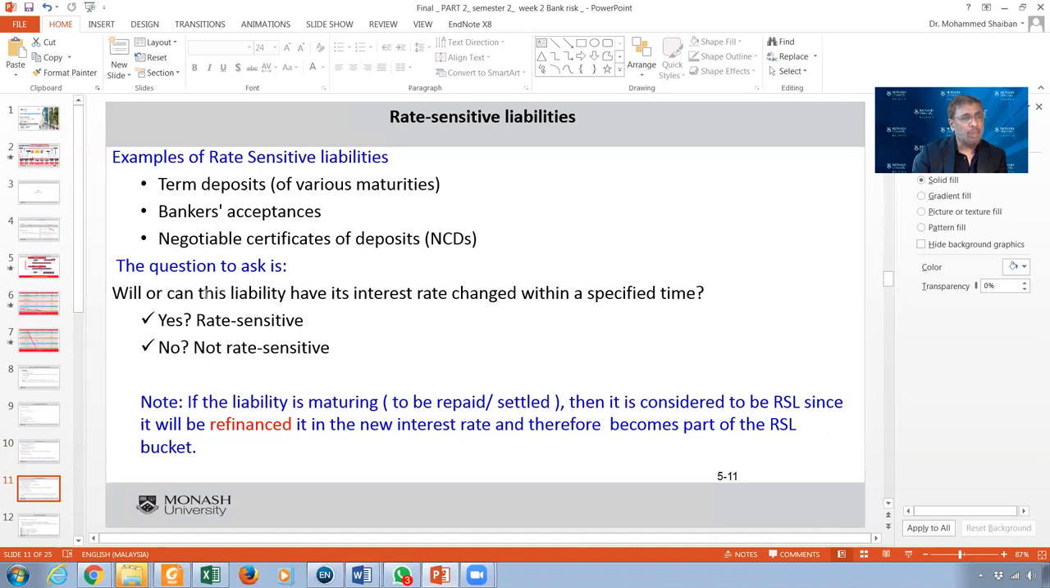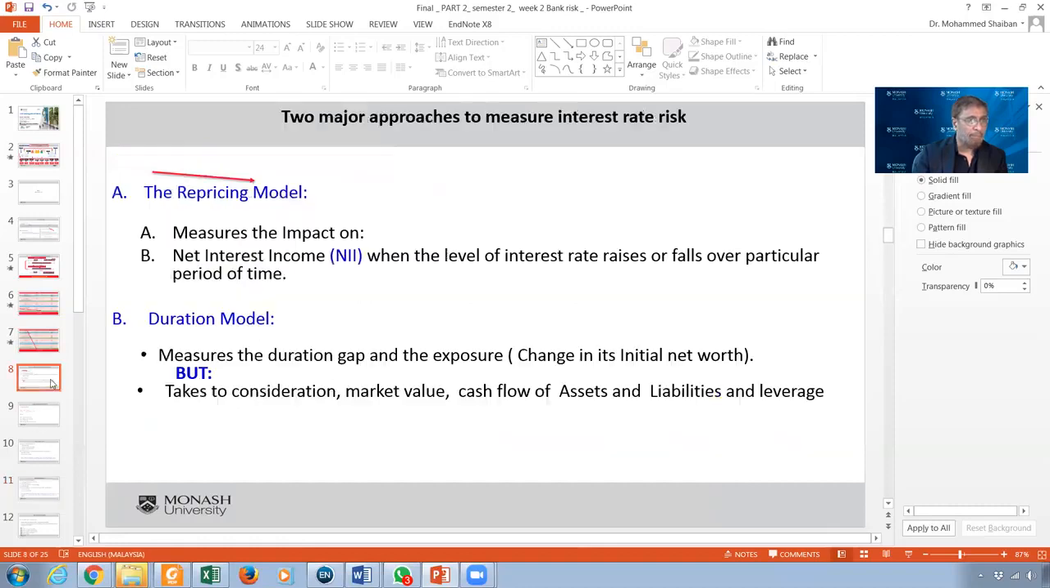Now, the question to ask is, will or can this liability have its interest rate change? Same thing, as I told you: if yes, rate sensitive; if no, not rate sensitive. So note, if the liability is maturing, then in this case it will be rate sensitive because you have to refinance it. Let me show you this.